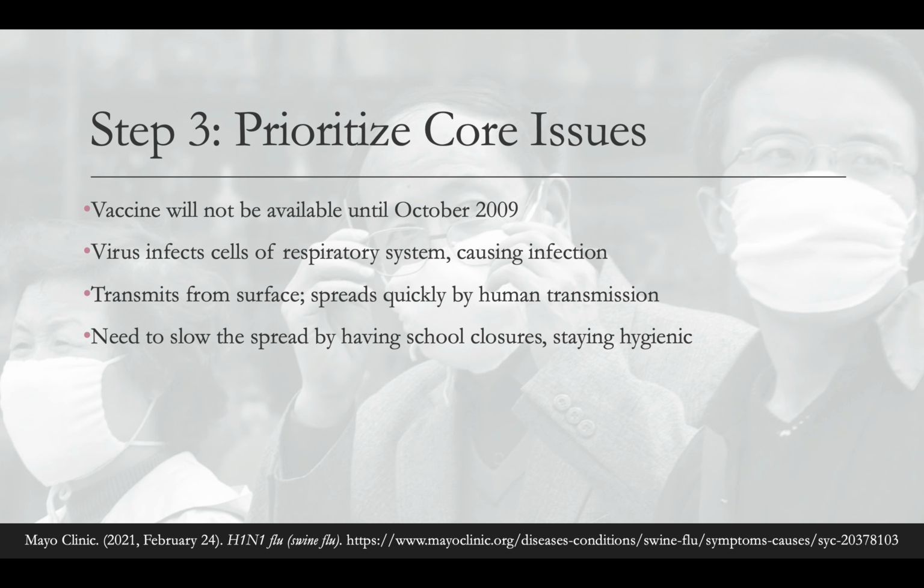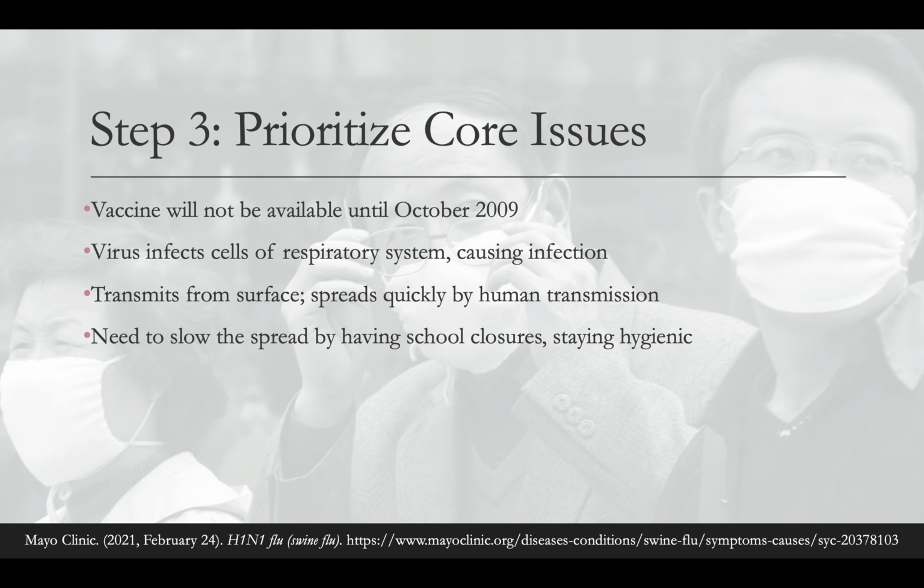Step 3. Prioritize core issues. One of the main issues is that because the vaccine will not be available until October 2009, this gives the opportunity for the virus to infect more people, increasing the number of cases.